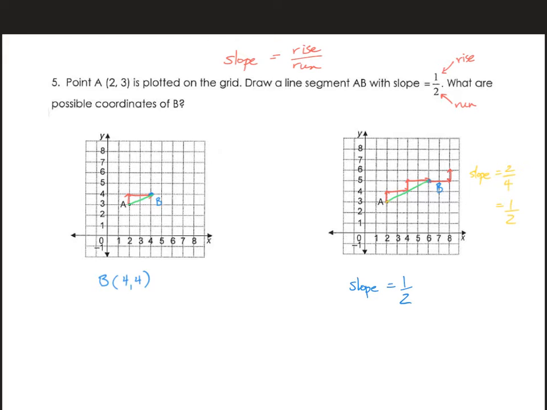And so if I chose to move left 2, then that would be a run of -2. For me to have a slope of 1/2, I would then have to move down 1. And we just get a little confirmation that -1 divided by -2, a negative divided by a negative, is also a positive. And so maybe we backtracked and came up with that as our location of B. So we have many different answers for what B could be. Alternate examples on that second graph could have been that I went over 4 and up 2.